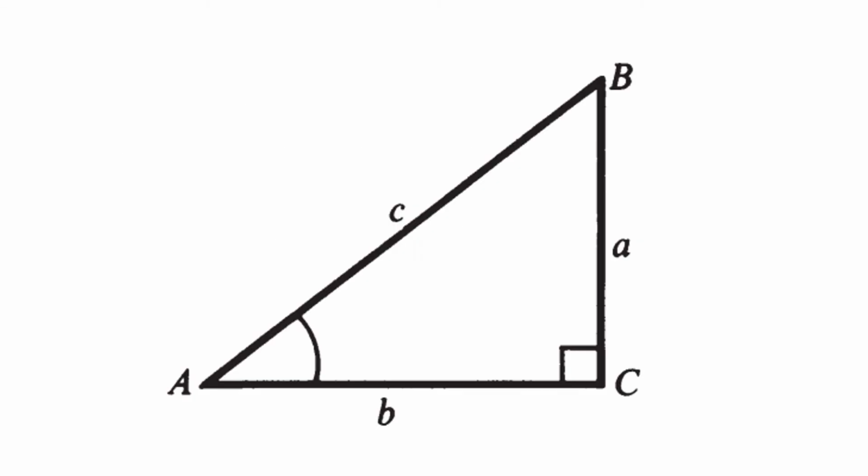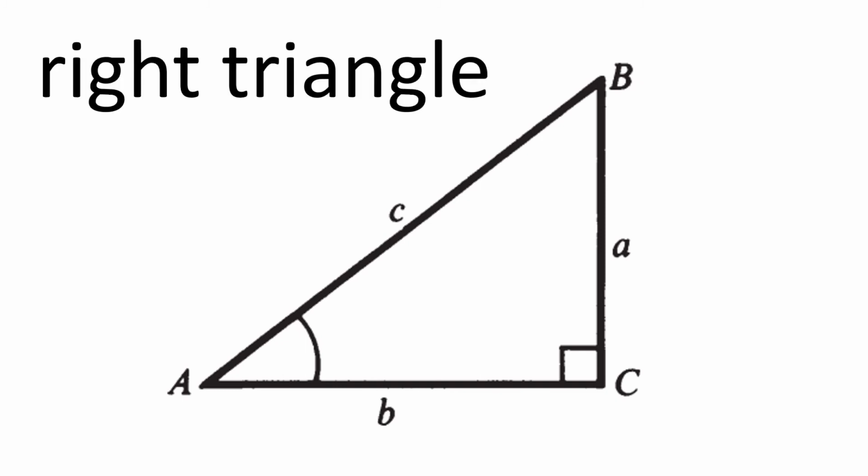Let's start our discussion on trigonometric functions of an acute angle. This is a right triangle. Why is it a right triangle? Because it includes an internal angle which has a measure of 90 degrees. So in this triangle, angle C has a measure of 90 degrees, and it is a triangle. Therefore, this triangle is a right triangle.